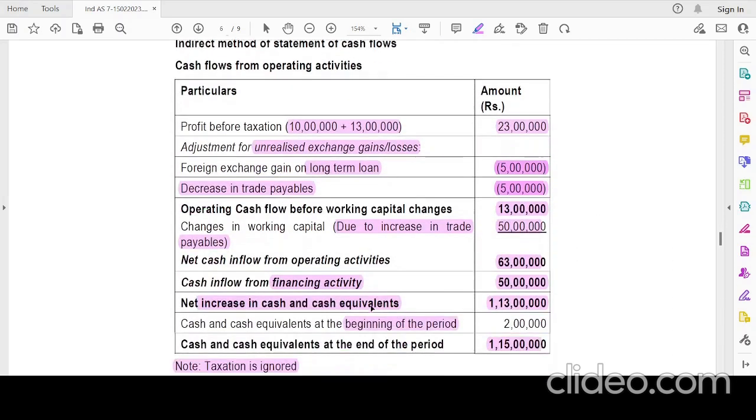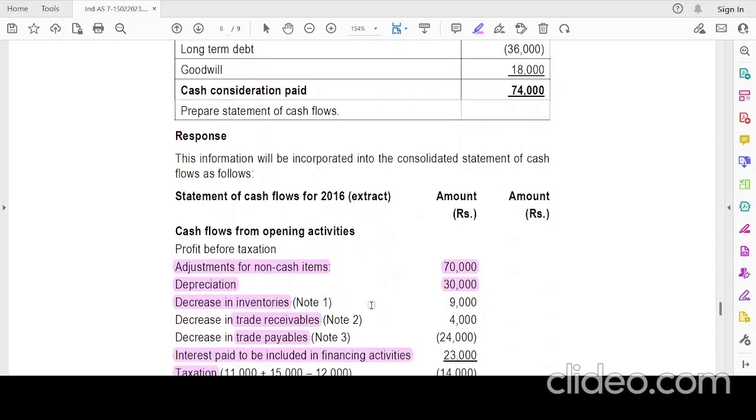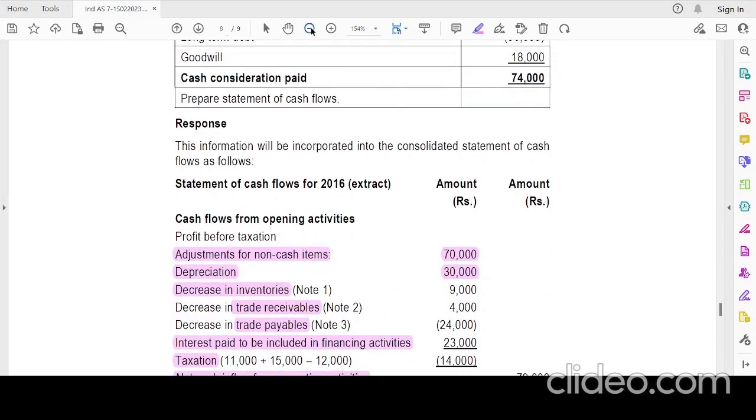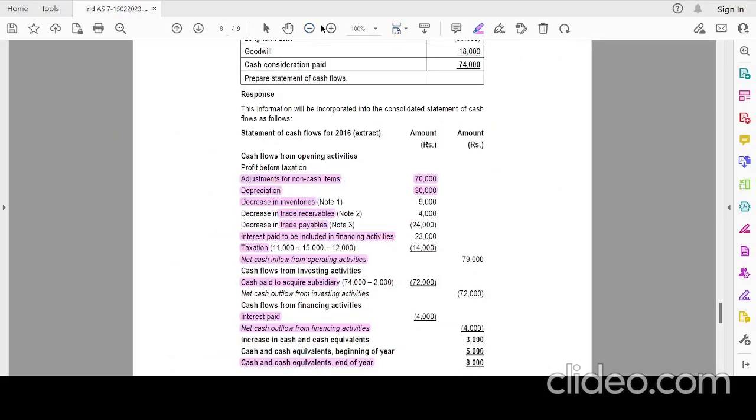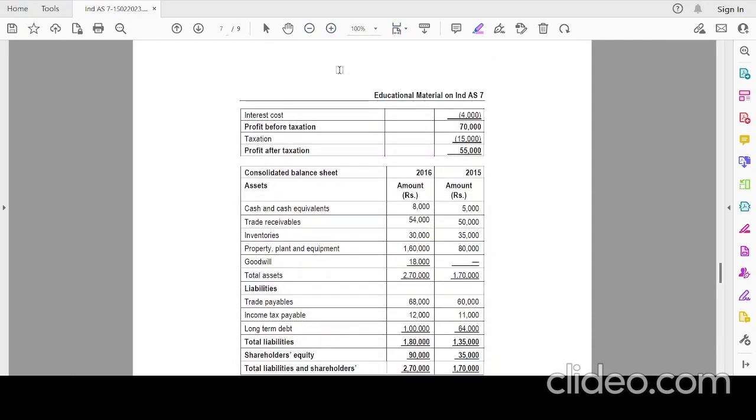Depreciation is taken directly from here. It is 30,000 here. That's what we are taking here also. Let's just minimize the font size. I hope it's not a big deal. Then decrease in inventory. I have an opening inventory in the balance sheet.